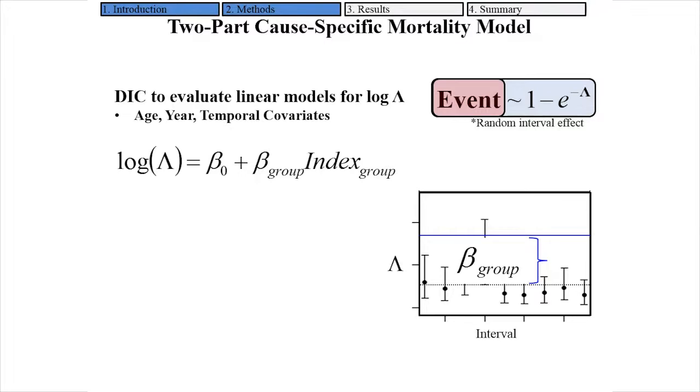So this mortality model, everything I've been talking about right now, is very similar to what you would get from a program MARK known-fates type model. The problem with this is there are some challenges when you want to estimate just a single cause of mortality. So we have to do something with this cumulative hazard. We have to partition it up.